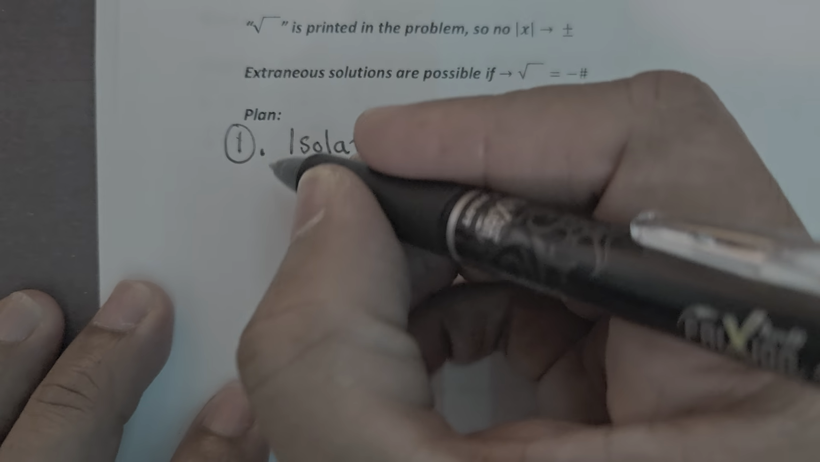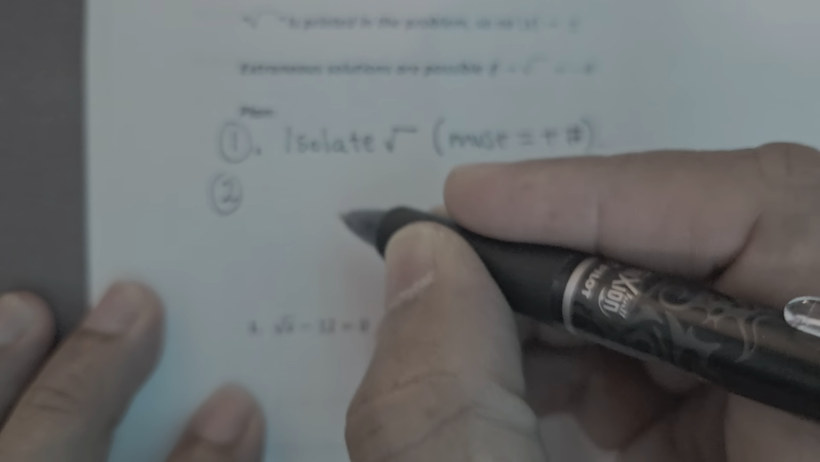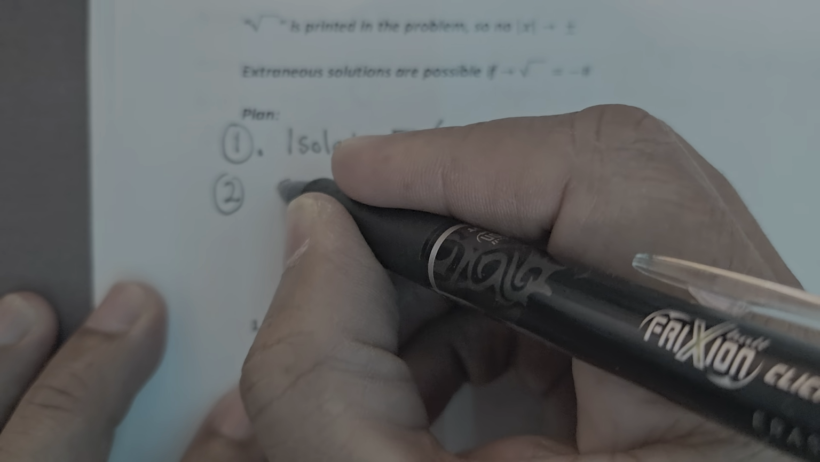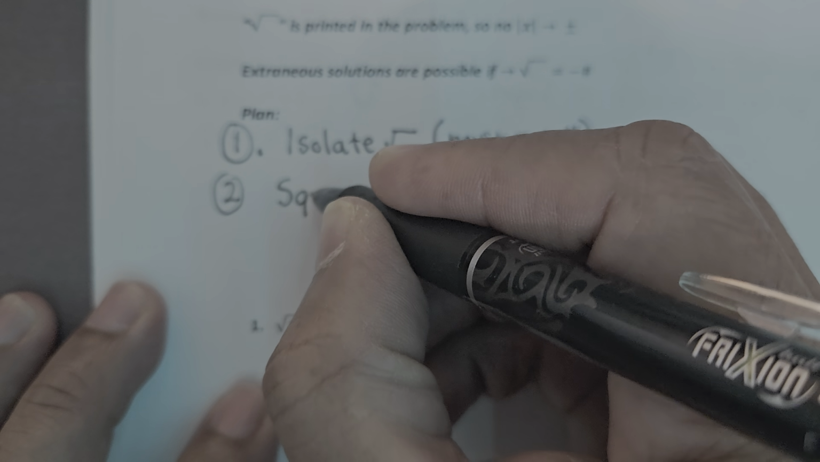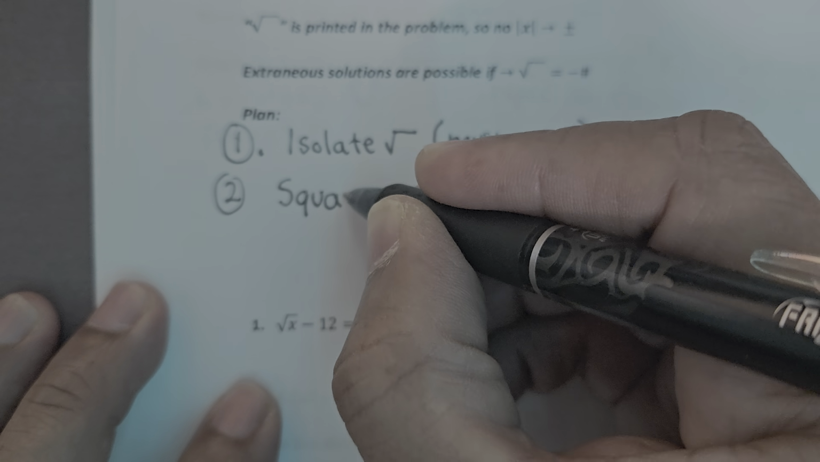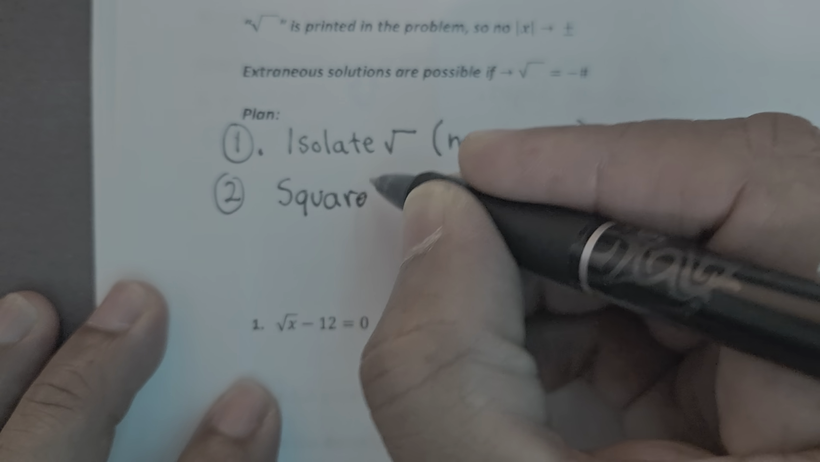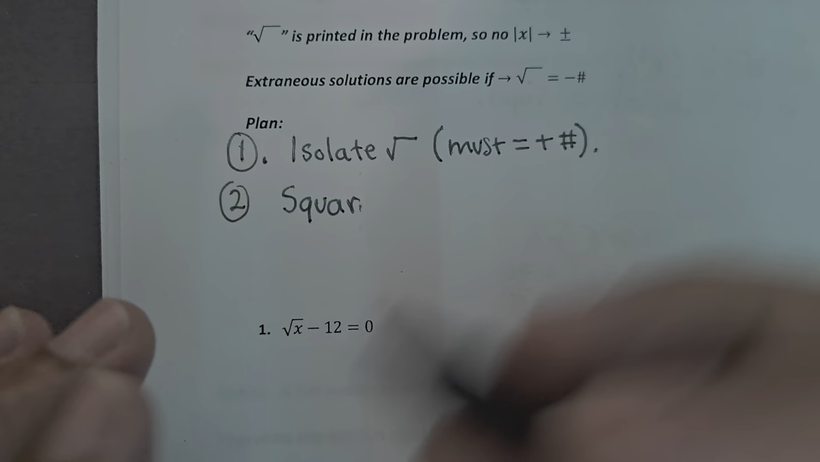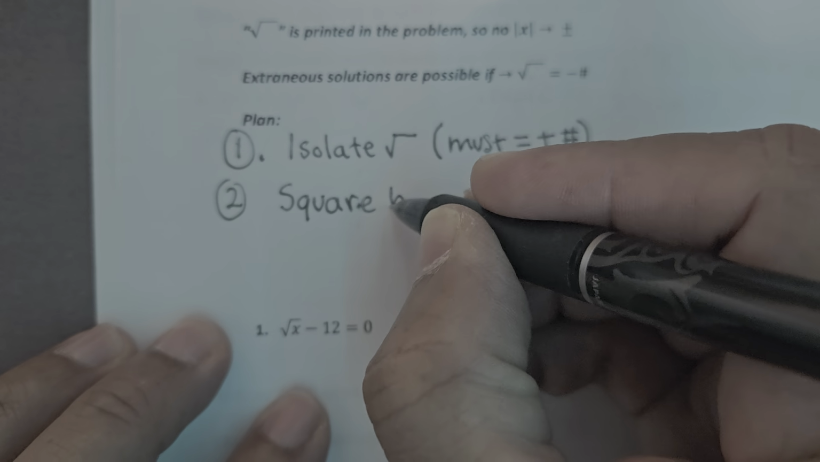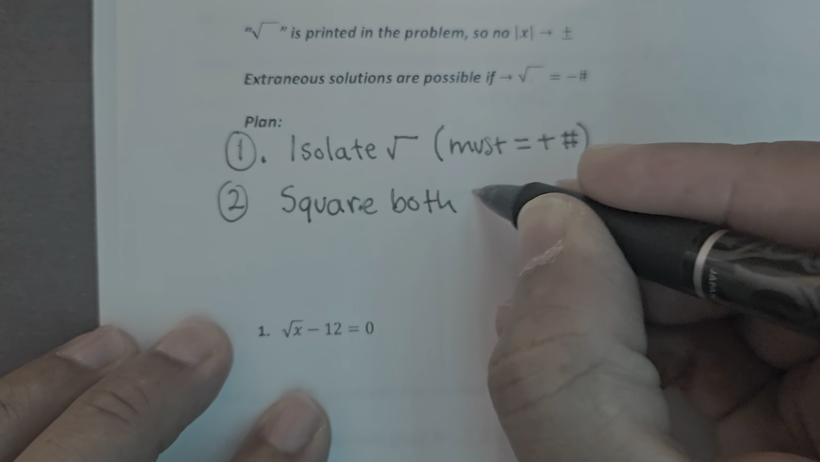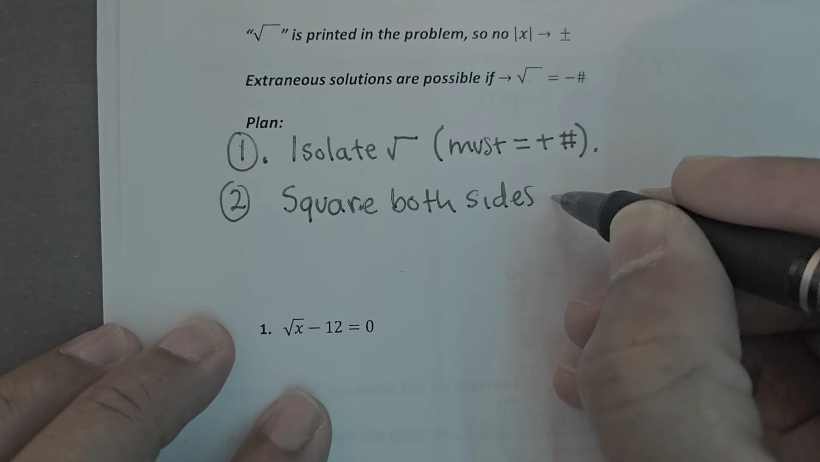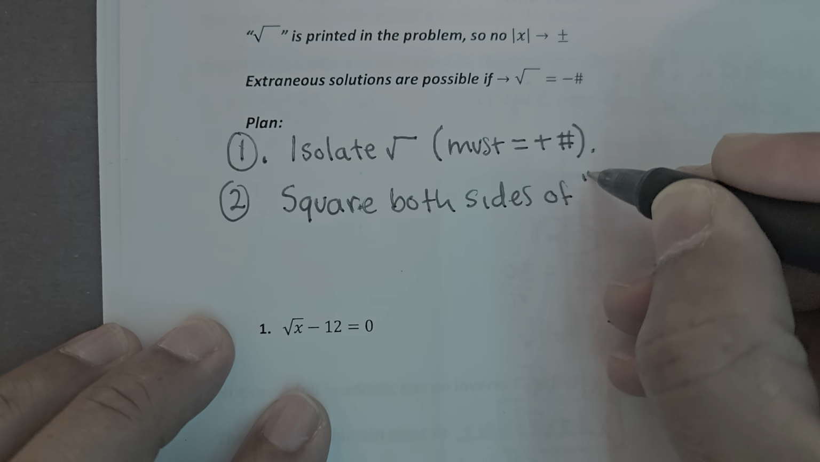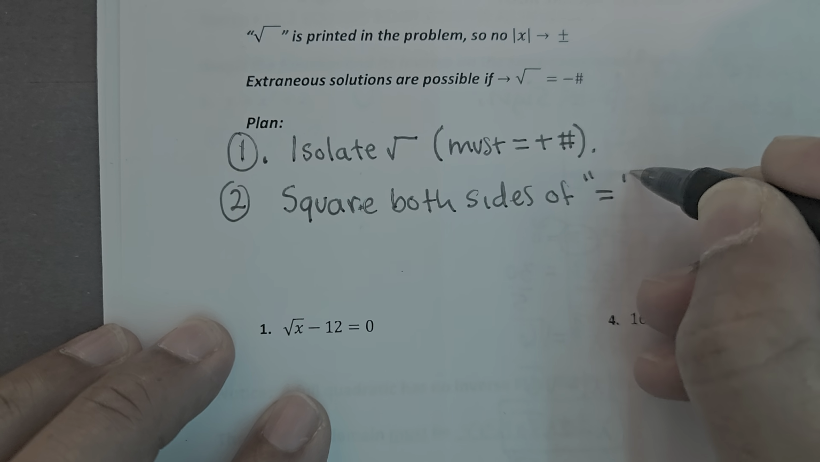That's the first step. The second step is you are going to take the square. So instead of taking the square root, you're going to take the square so you can cancel the square root. So the square is the reciprocal of the square root. So you square both sides of the equation. So both sides of the equal sign.